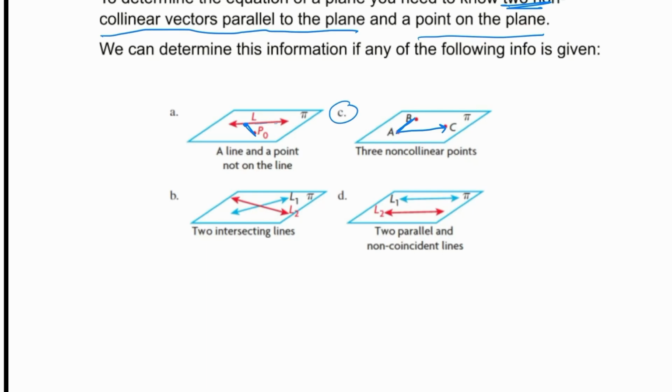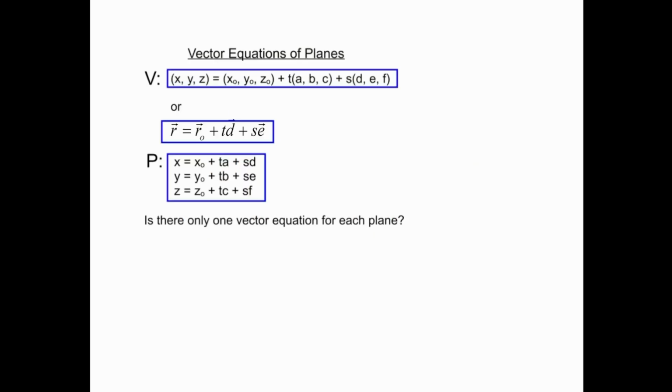We also could do it with 2 intersecting lines, which is this one, or with 2 parallel and non-coincident lines. So 2 parallel lines that lay on the plane, but aren't overlapping over top of each other.